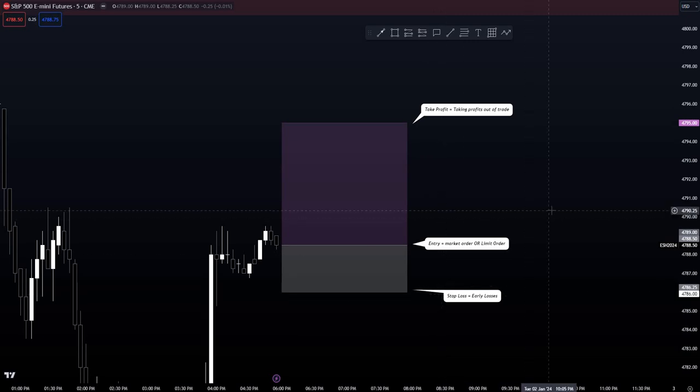Simple. And these are basically each part of the TradingView chart that you guys need to know and understand.